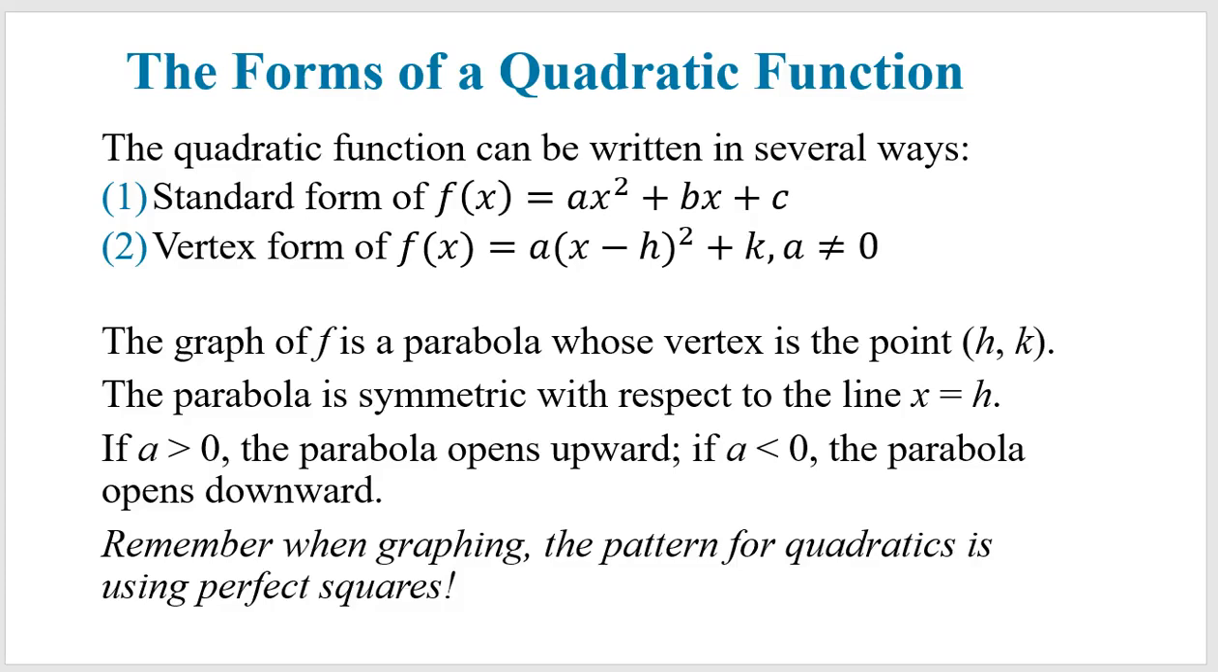So the a value is the same in both. If you were to multiply out vertex form, you would get standard form. So as always, if the vertex is (h, k), then the line x equals h is your axis of symmetry. And if a is positive, then the parabola opens upward. And if a is less than 0, the parabola opens downward because you would have that reflection over the x-axis. So remember when you are graphing that the pattern for quadratics is perfect squares unless you have some kind of stretch or shrink. So that will help you along the way.